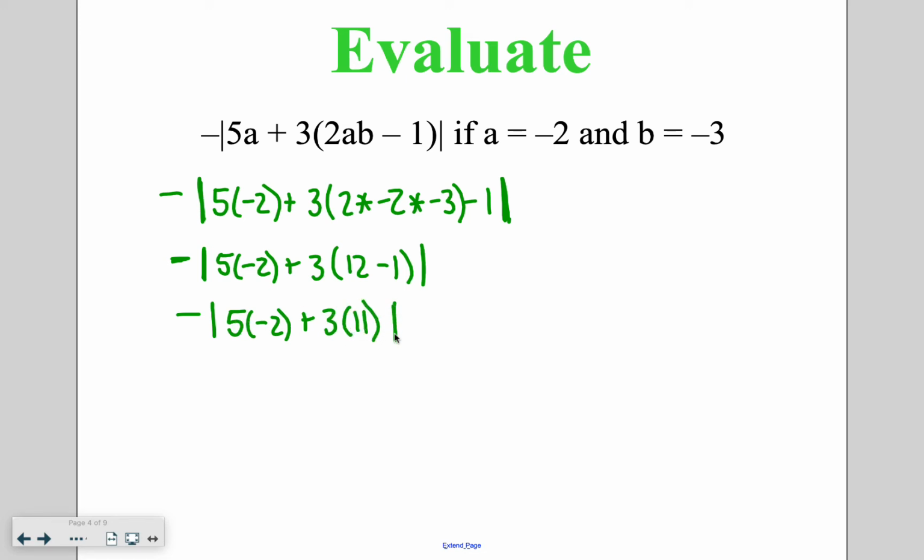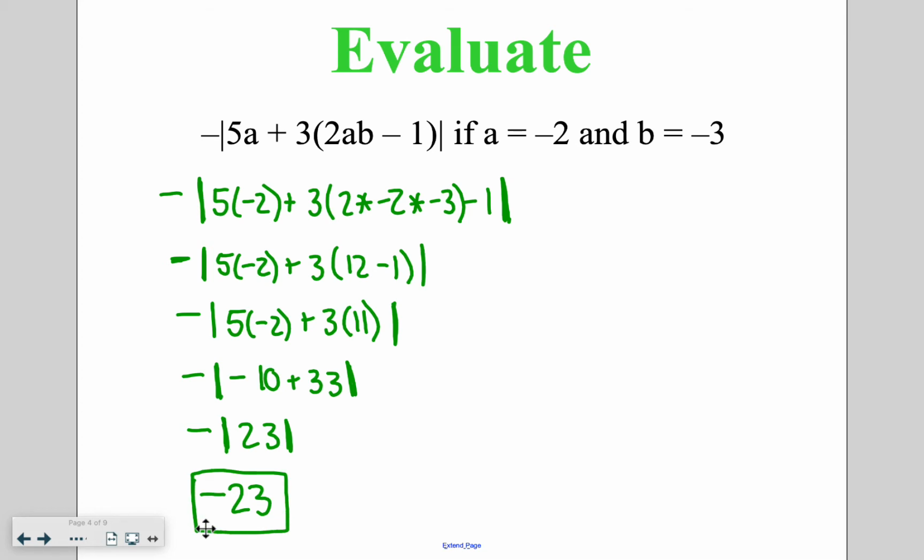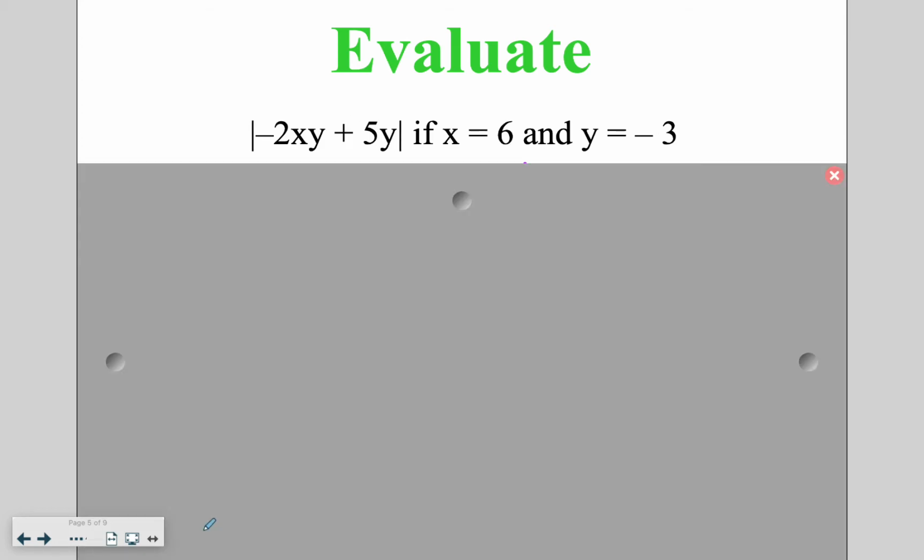Now I have multiplication for both of my next steps. So I'm going to have negative absolute value of -10 plus 33. Finishing inside those absolute value bars, I have negative and then -10 plus 33 is +23. Now I'm going to solve the absolute value part, which is to say how far is 23 from 0. That is 23 spaces away. So I have negative times 23, which gives me my final answer of -23. Go ahead and solve this one on your own.